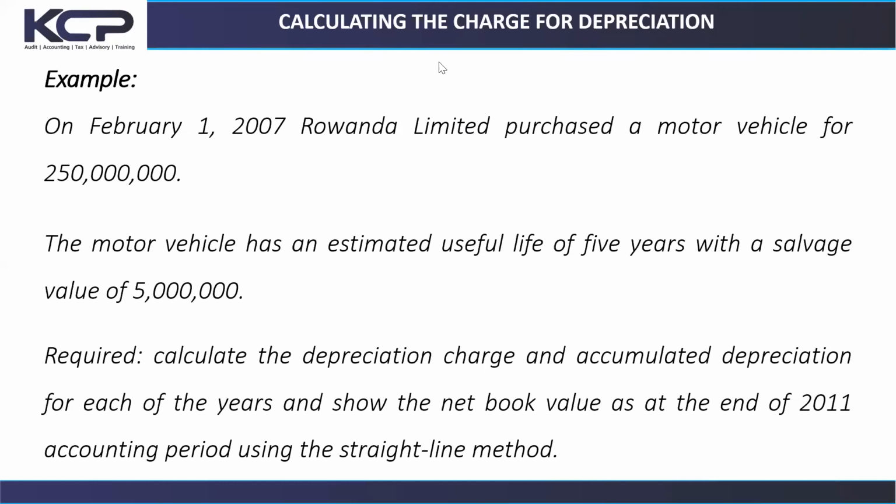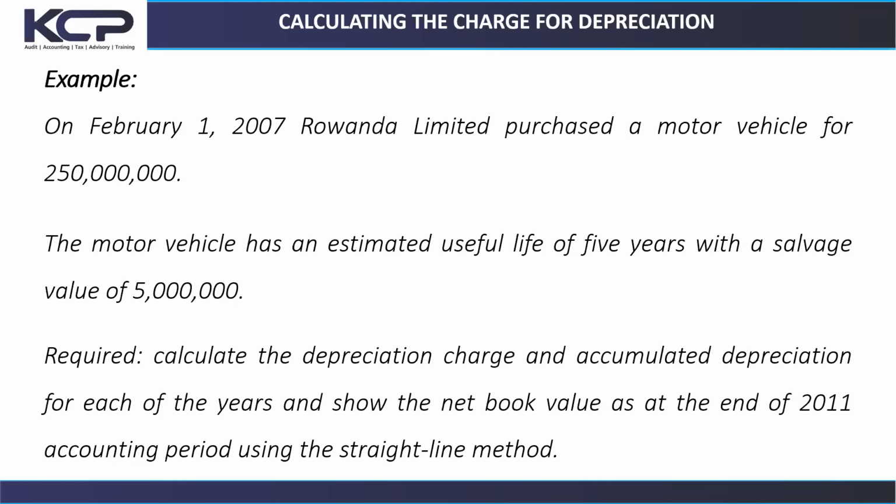Okay. So on February 1, 2007, Rwanda Limited purchased a motor vehicle for 250 million. The motor vehicle has an estimated useful life of 5 years with a salvage value of 5 million. Required: calculate the depreciation charge and accumulated depreciation for each of the years and show the net book value as at the end of 2011 accounting period using the straight line method.